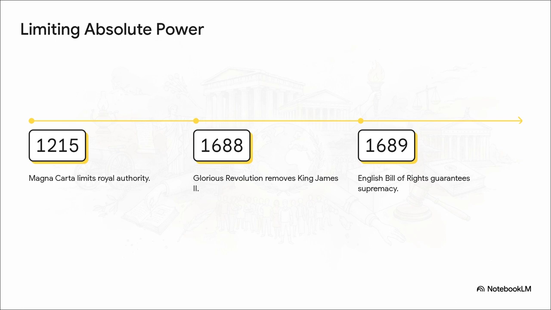Fun fact here, King John actually couldn't write, so he didn't sign it, he sealed it with wax. But it introduced a totally radical idea for the time. Even a king has to obey established law. Fast forward to 1688, the Glorious Revolution removes King James II, and by 1689, we get the English Bill of Rights. This was massive because it confirmed William and Mary's succession and guaranteed parliamentary supremacy and free speech. For the first time, the crown was no longer the supreme legislative power, Parliament was.